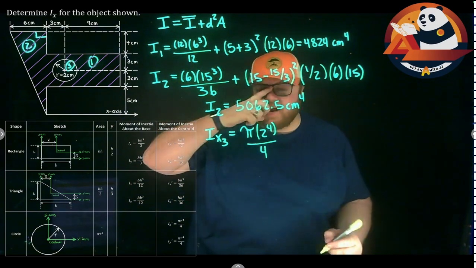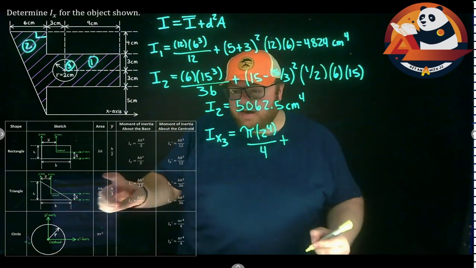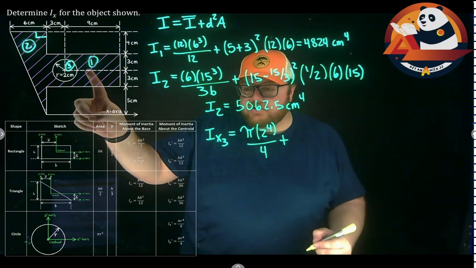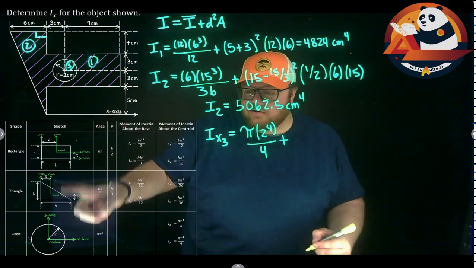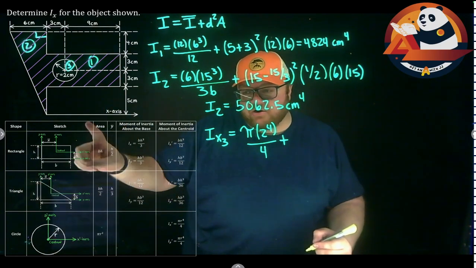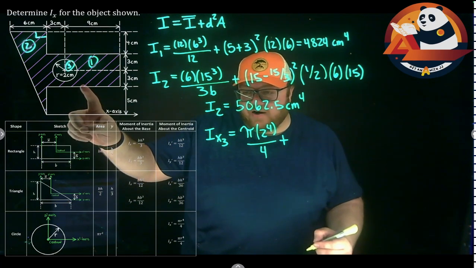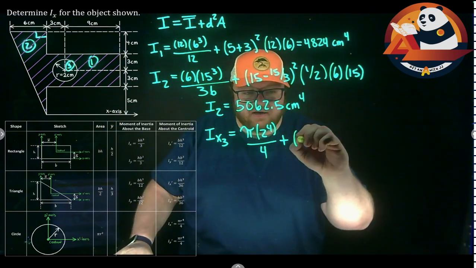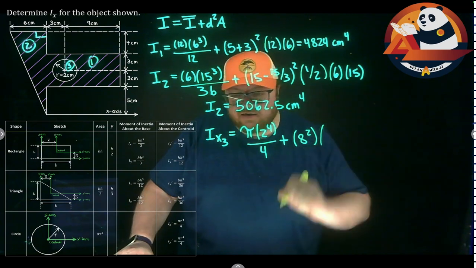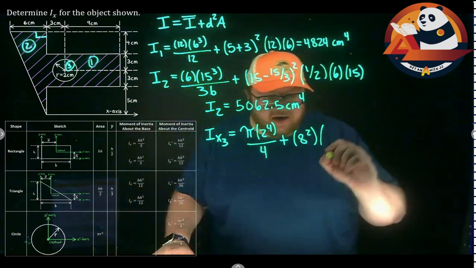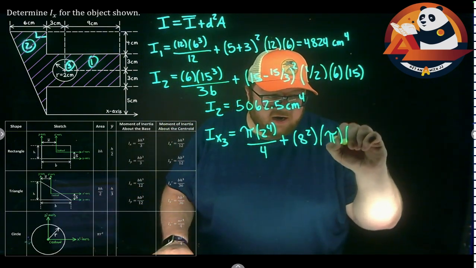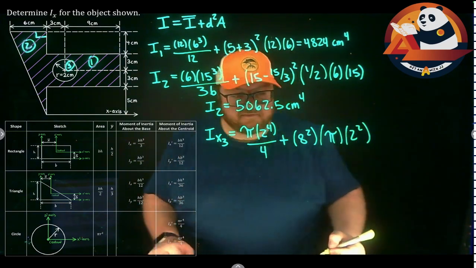Plus d squared a. So it's my distance from the x-axis to the centroid of my full circle. Centroid of a full circle is just the dead center of it. So from the x-axis, I go up 5, 8 to get to the middle. So plus 8 squared times the area here, pi r squared, pi times 2 squared.